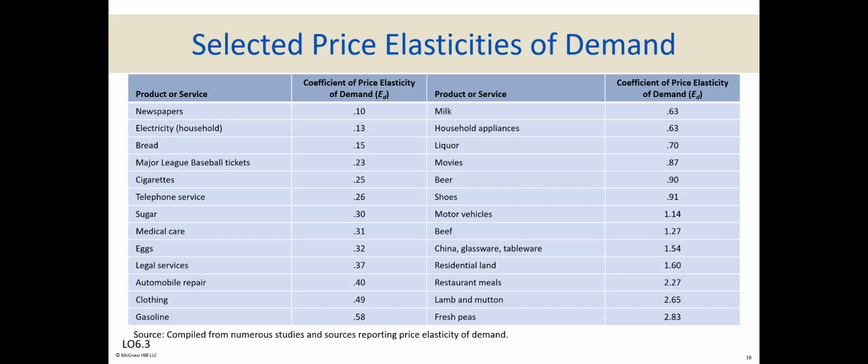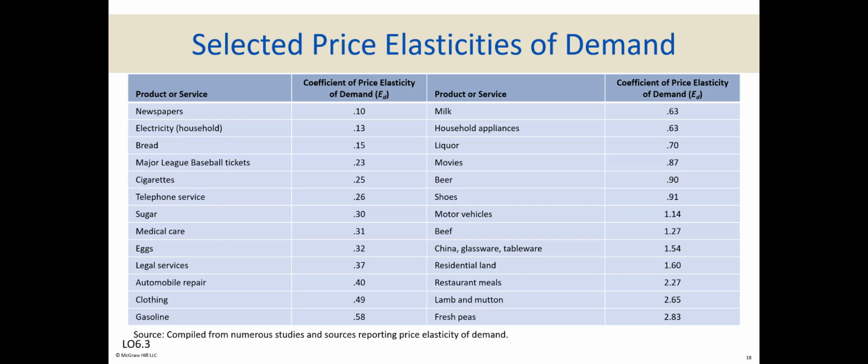So we have selected price elasticities of demand. Newspapers, interesting. It's very low elasticity, but I don't think it's relevant nowadays because we actually have online resources to read news. Electricity, yes, it makes sense. You need it, right? It's very inelastic. Bread, that's interesting. I didn't know that. Major League Baseball tickets seem very inelastic. People go to the baseball games whether the prices are increasing or not. Cigarettes, because of addiction. Telephone services, it's indispensable in this life. Sugar, it seems inelastic too. Medical care is inelastic. Eggs, inelastic, and so on.